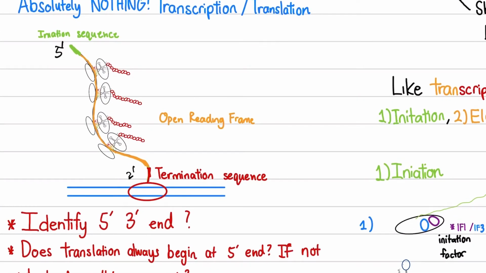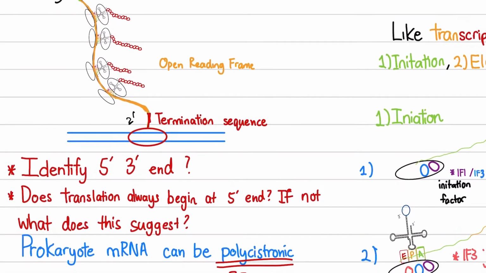So, does translation always begin at the 5' end? And if not, what does it suggest? This question is asking, is it always necessary that translation has to start at the 5' end? I'm not talking about the initiation sequence. I'm talking about the 5' end. What this means is, if this ribosome is coding for a specific enzyme, does it need to start from the 5' end over here? The answer to that question really lies in the understanding of what polycistronic is. Polycistronic enzymes are.